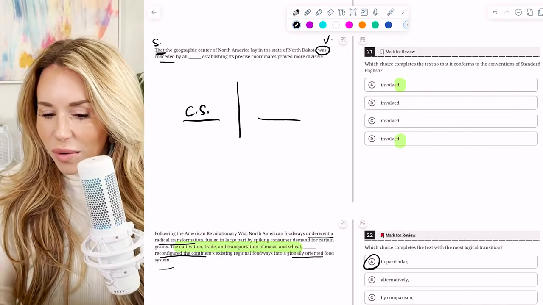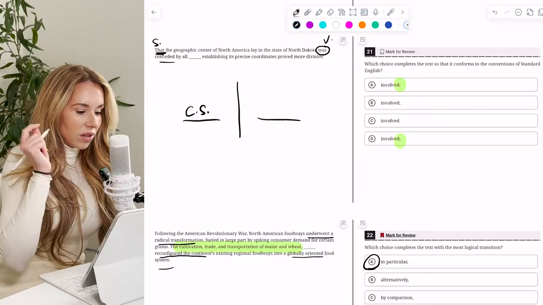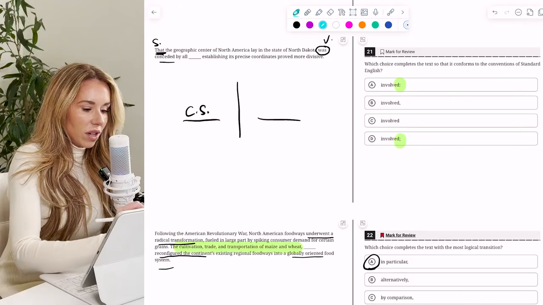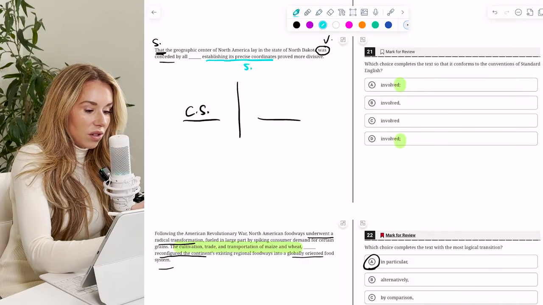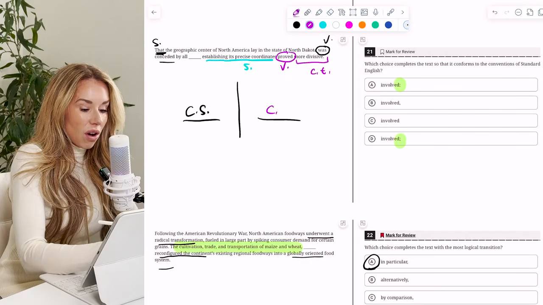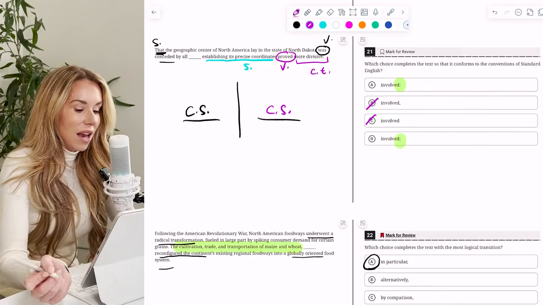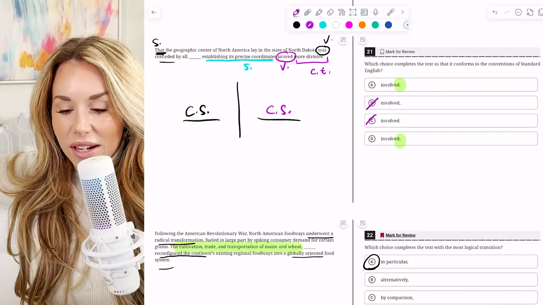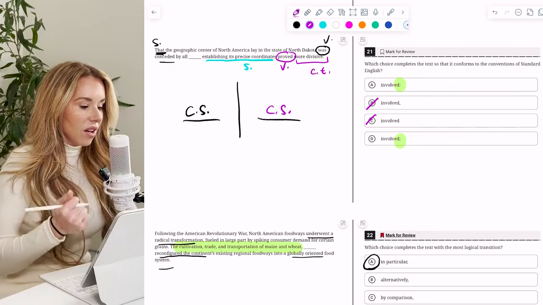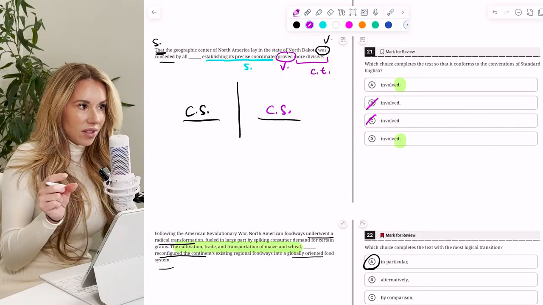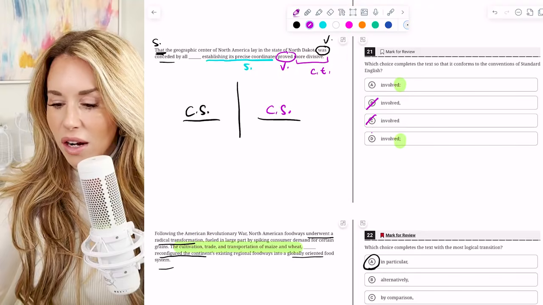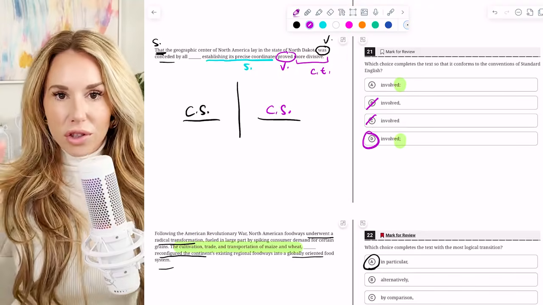Now, here's the second part, which is tricky. Establishing its precise coordinates proved more divisive. Okay, so what's our subject here? Our subject is establishing its precise coordinates. That's what proved, verb, and then complete thought, more divisive. This is also a complete sentence. So it's going to come down to A or D. Is the second side going on to explain more or give more detail to the first side? No, these are separate details. It's not going on to describe how it was conceded by all involved. It then goes on to say something that was difficult for them to agree on. So I'm going to go with D, a semicolon, because they're 2 separate thoughts.